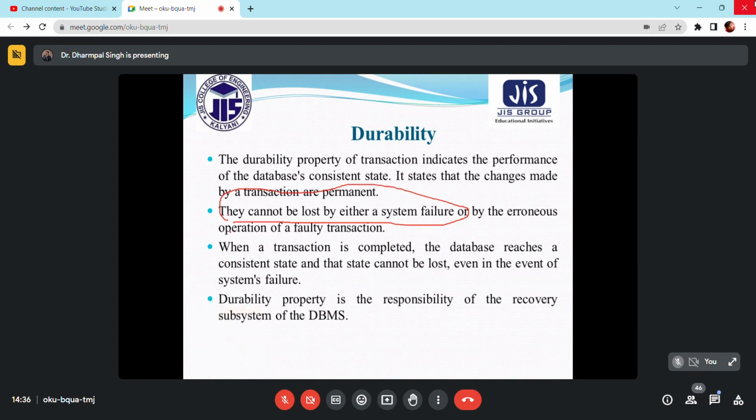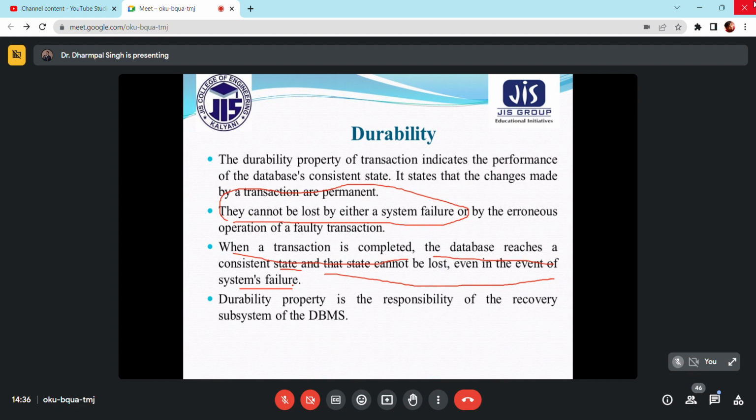When the transaction is completed, the database reaches a consistent state, and that state cannot be lost even in the event of system failure. Whatever the failures are, if the transaction reaches the consistent state, the database is written to stable, non-volatile storage and recovery devices. Even with failure of any other thing, it is able to recover. So this is the meaning of durability.